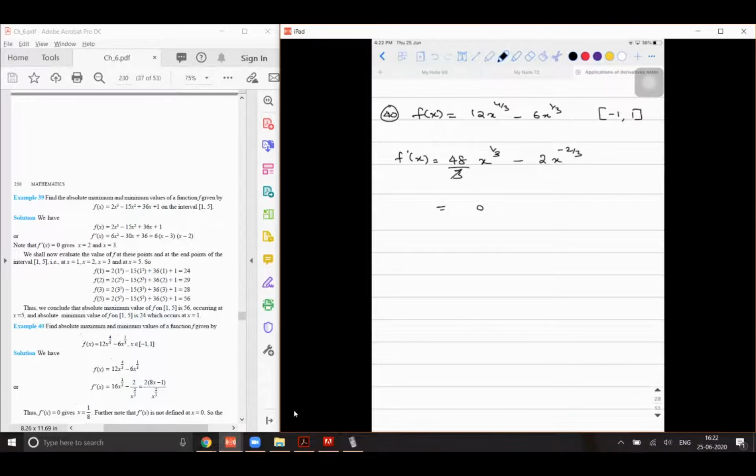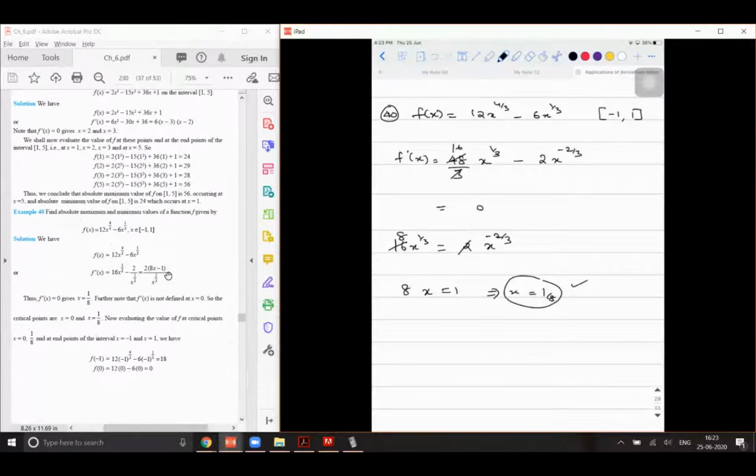So if I equate f dash of x to 0, then I get 16 into x power 1 by 3 is equal to 2 into x power minus 2 by 3. So 2 and 8 will get cancelled. 8 into x is equal to 1. So x will be 1 by 8. So is 1 by 8 between minus 1 and 1? Yes, sir. So 1 by 8 is between minus 1 and 1.